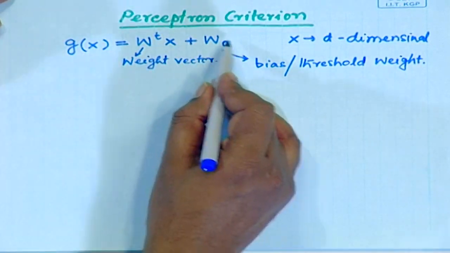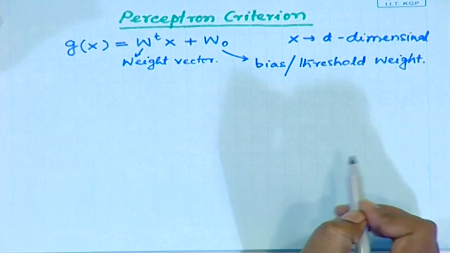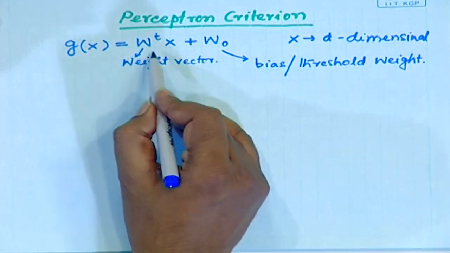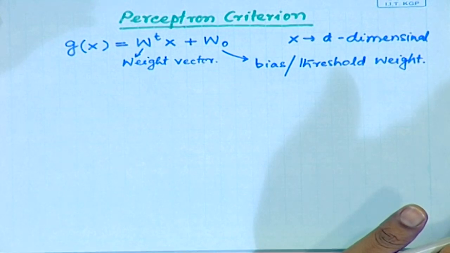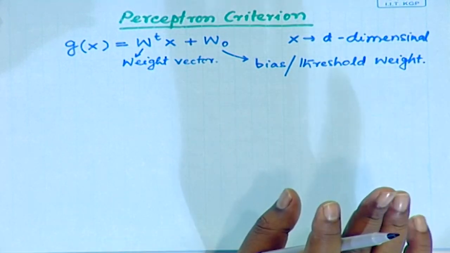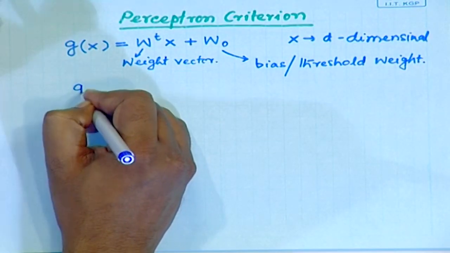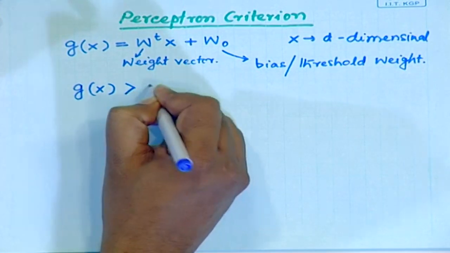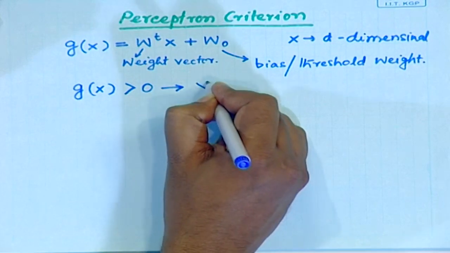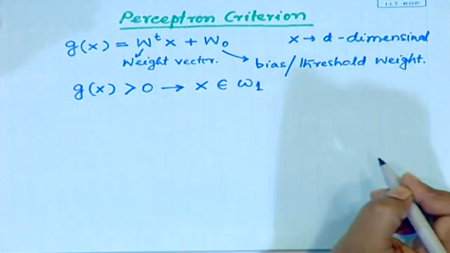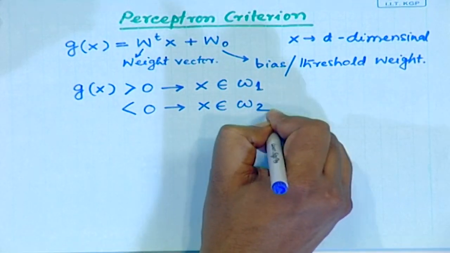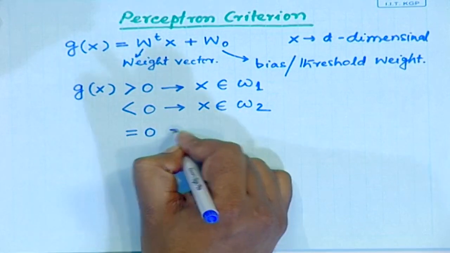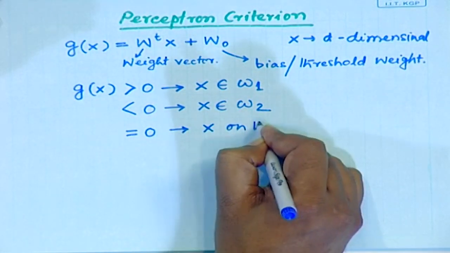Okay. So, you see that this particular expression is a linear expression, where x is a d dimensional vector, W is also a d dimensional vector, and this term W transpose x is nothing but the inner product of vector W with vector x. And our decision criteria will be that for an unknown feature vector x, if g x is greater than 0, then we classify x to belong to class omega 1. If it is less than 0, then x will be classified to class omega 2, and if it is equal to 0, then we say x is on the decision boundary.